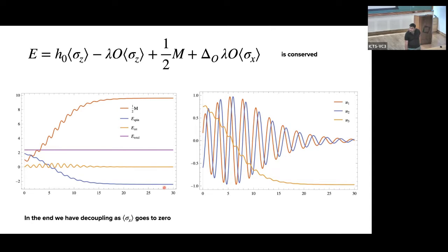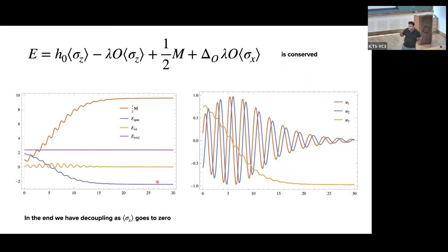Those are the three different terms, and E total is the total energy, which is conserved. So the top term is the mass term. Yes, the one that's increasing is the mass term. The one that's more or less remaining flat, the wiggle and then flatten out. So this E spin is the energy of the qubit, which is the H0 sigma z term. This one, of course, goes down because the qubit is driven to the ground state.